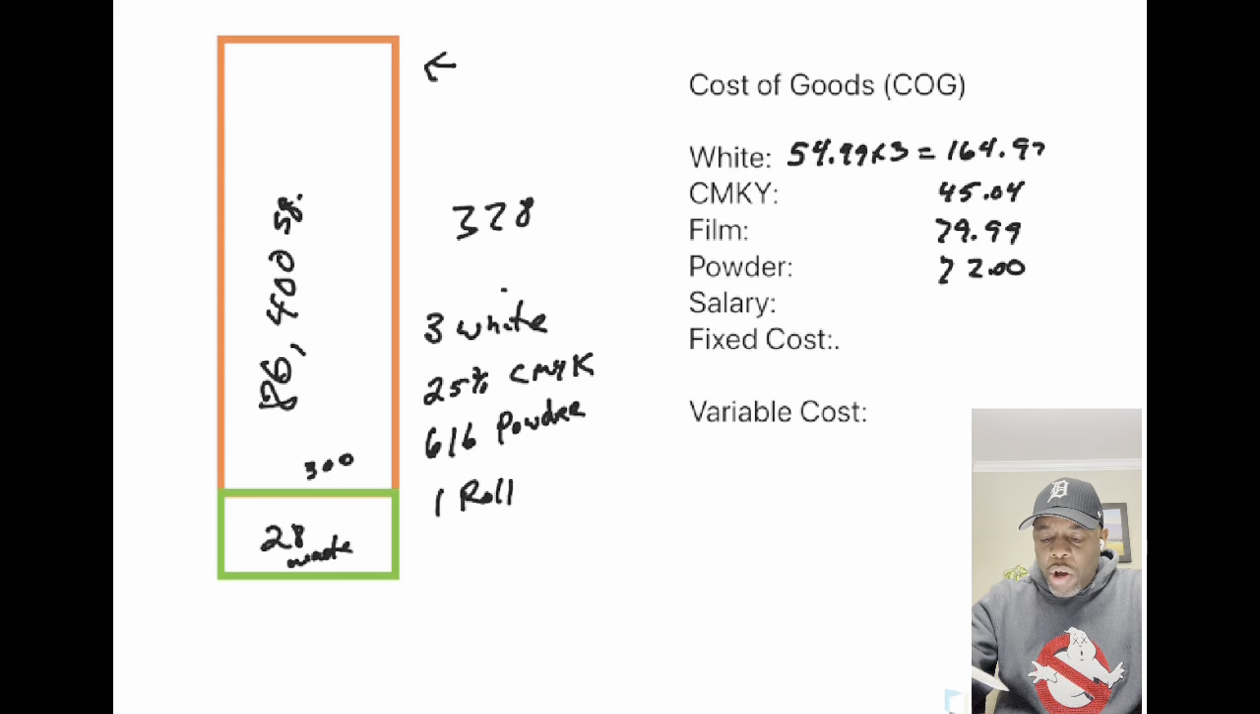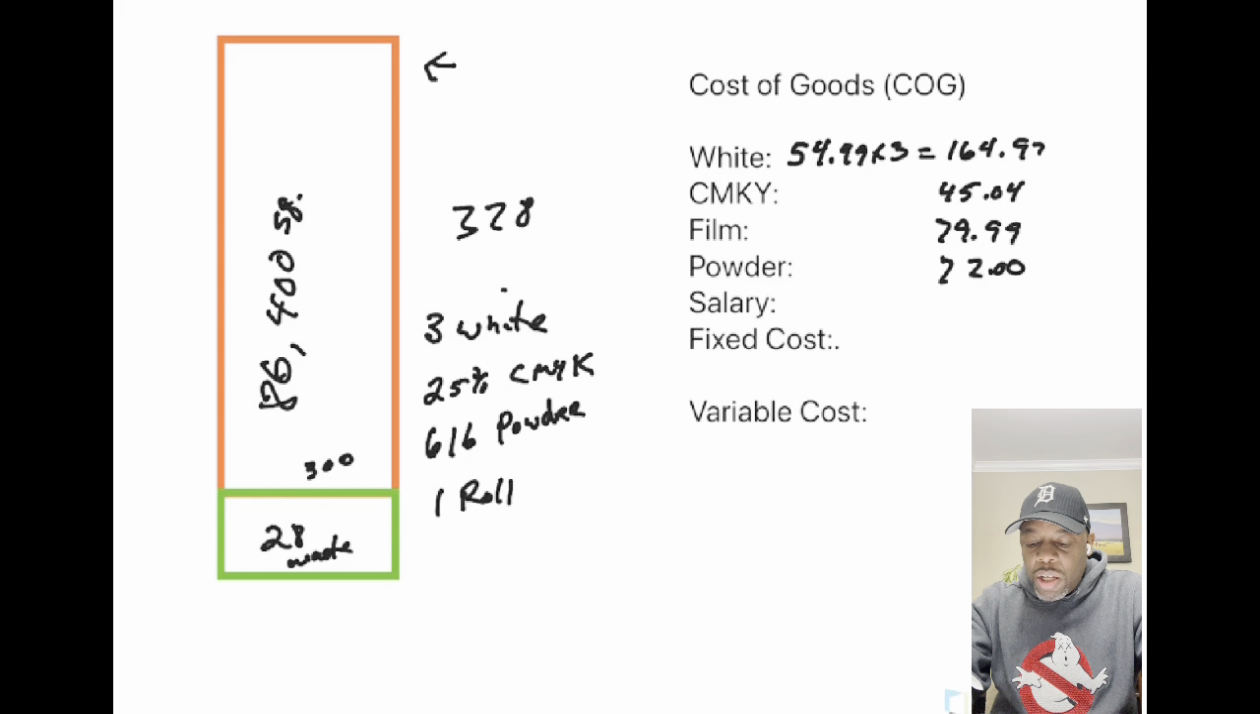And we're not even going to go into right now counting the salary and the fixed costs, but you do want to factor in, like, how much do you want to pay yourself per square inch? Is that maybe 2 cents per square inch? Is that 1 cent per square inch?